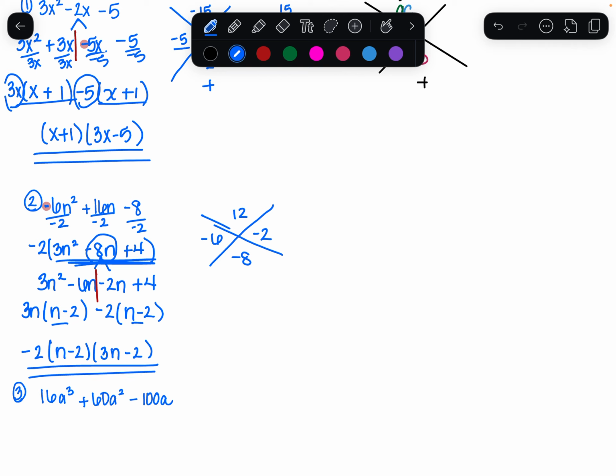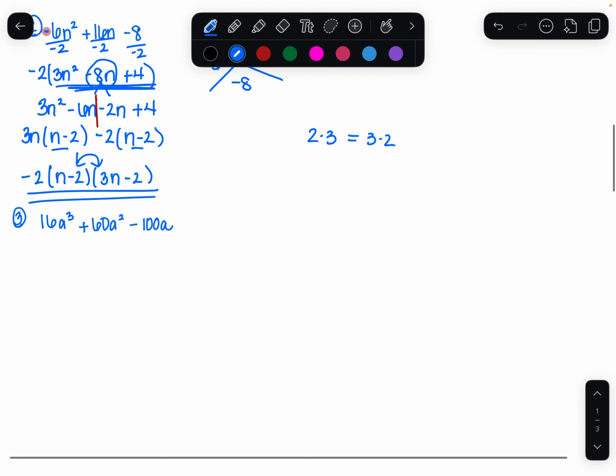And the negative 2, the n minus 2, and the 3n minus 2, that is your answer. It does not matter if the order of these two are flipped around, it means the same thing. Remember, 2 times 3 is the same thing as 3 times 2, so it doesn't matter what order it's in.